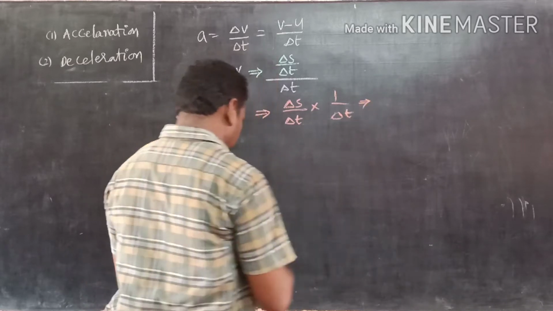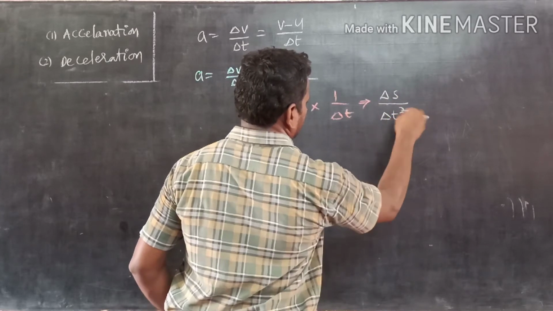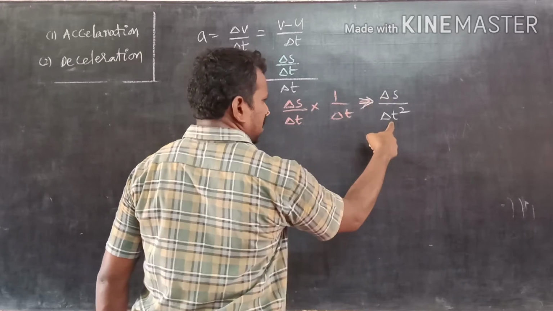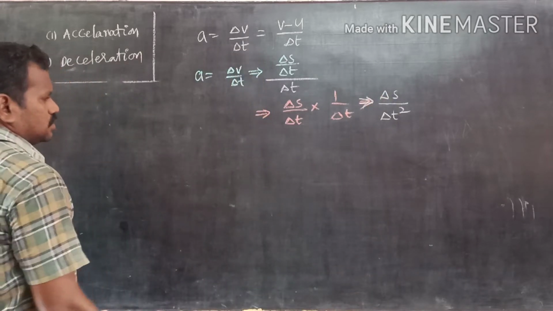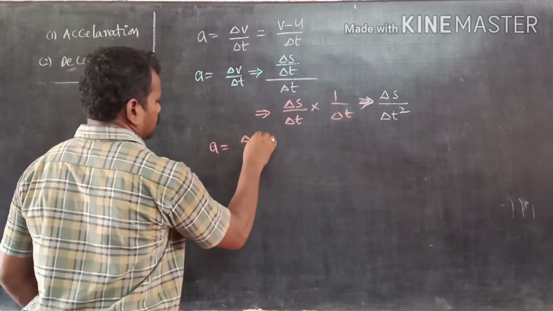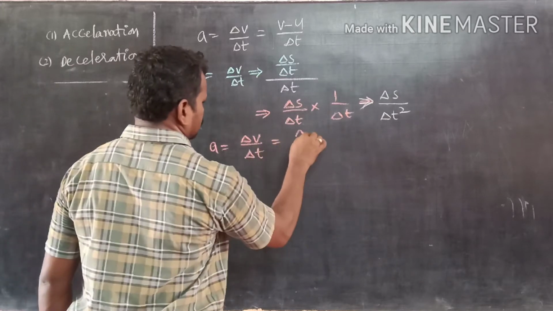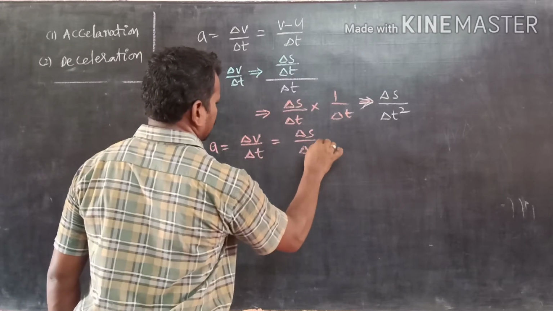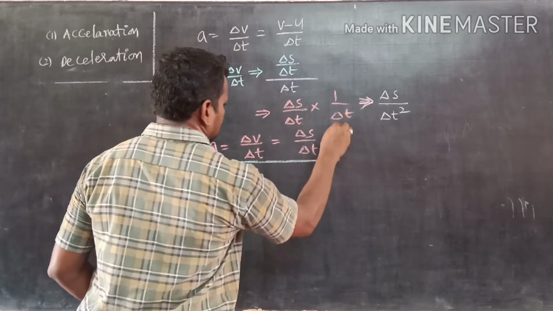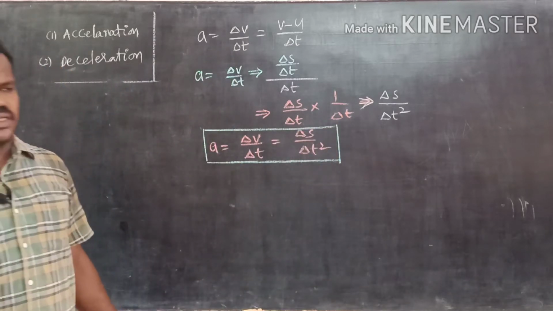Now this becomes delta S by delta T square. That is nothing but displacement by time square. So finally what we got? A is equal to delta V by delta T, that is equal to delta S by delta T square. This is the final expression. Why are we calling it the final expression?